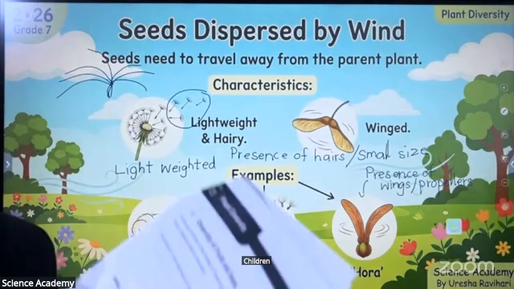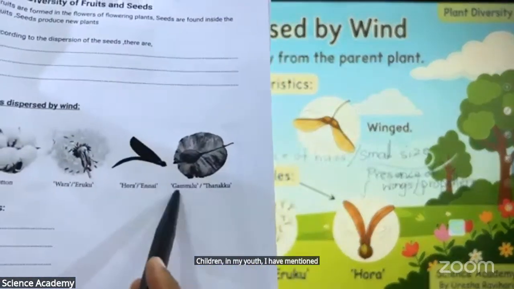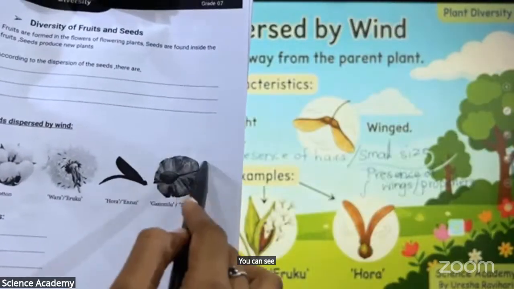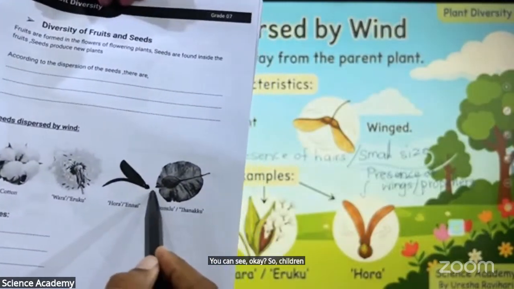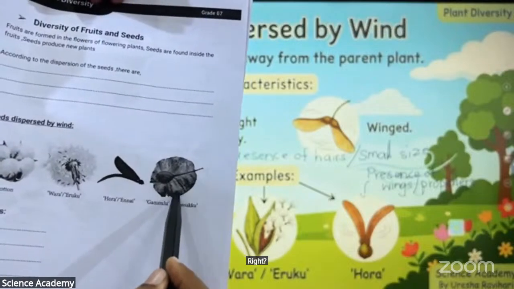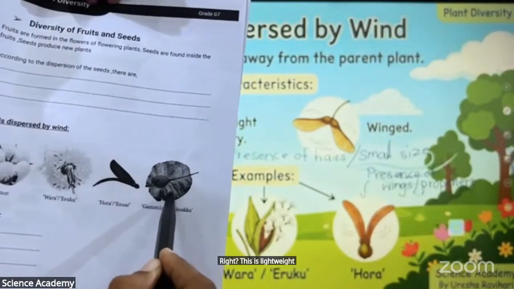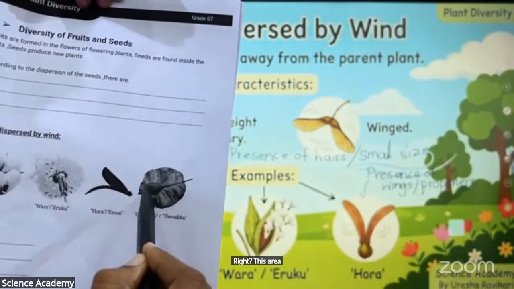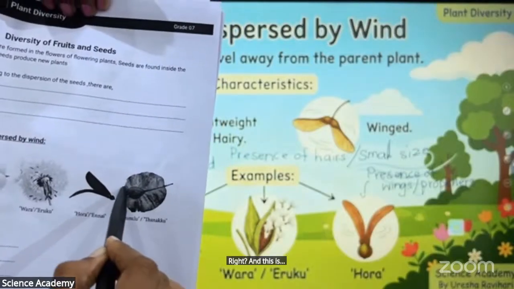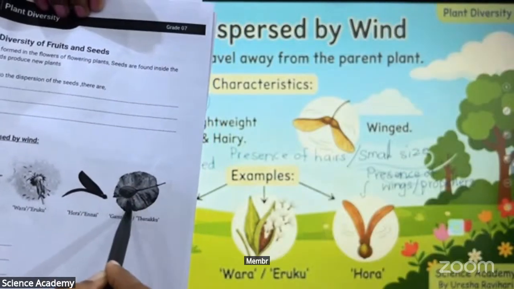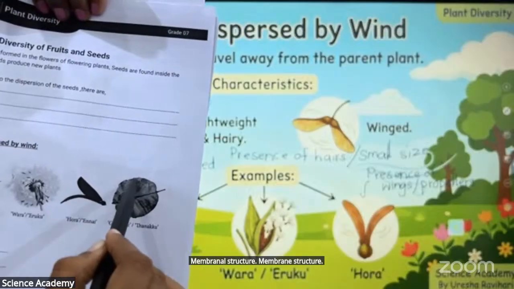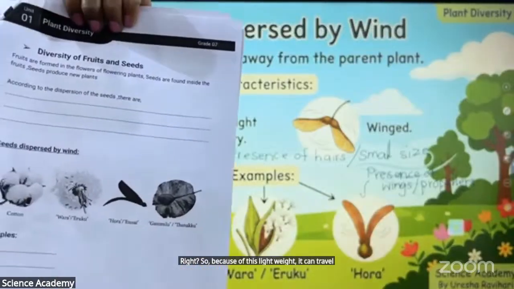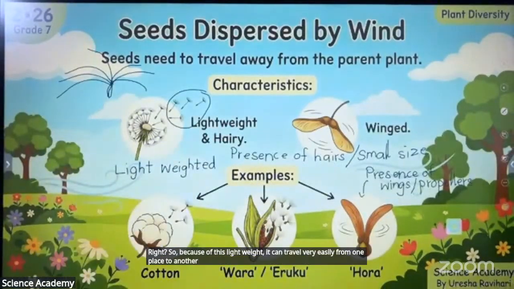Children, in my youth, I have mentioned gammalu, right? Here, gammalu. You can see. Okay. So children, in this seed, this is a light-weighted membrane structure, right? This area is the seed, and this is the membrane structure. This is very light-weighted, right? So because of this lightweight, it can travel very easily from one place to another place.